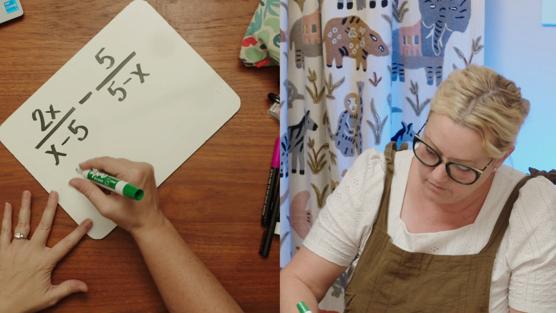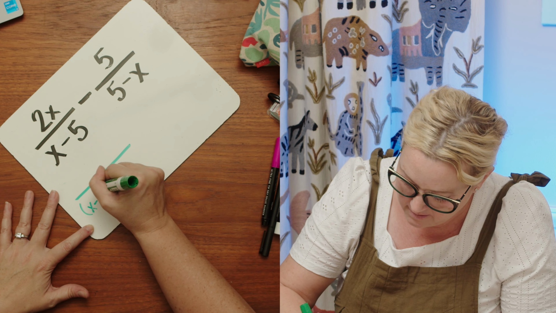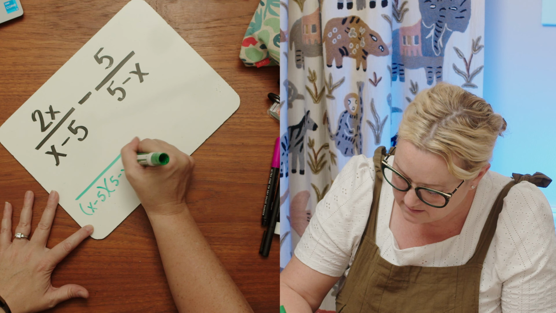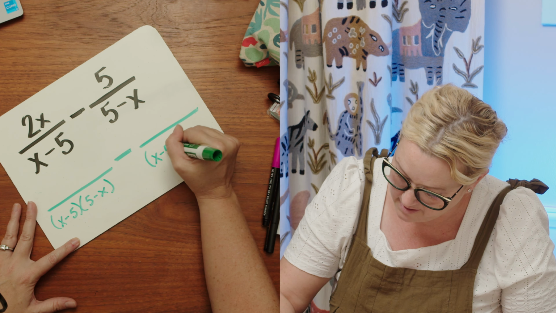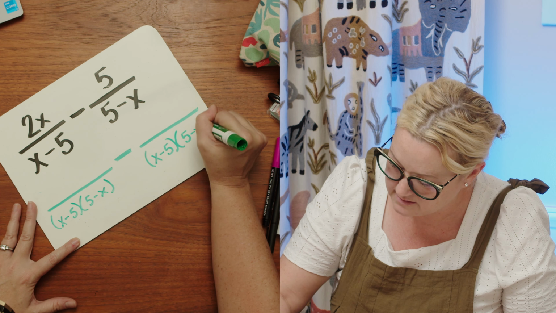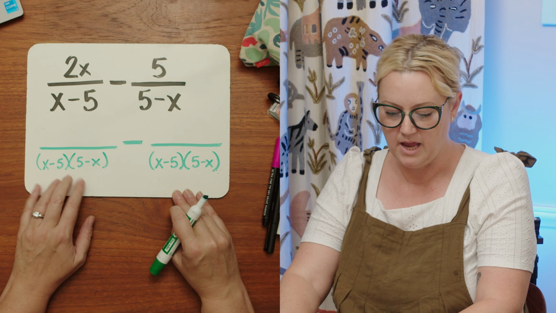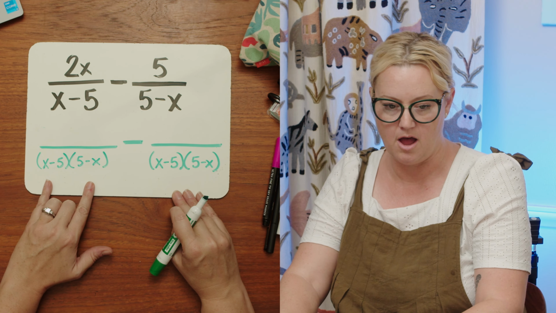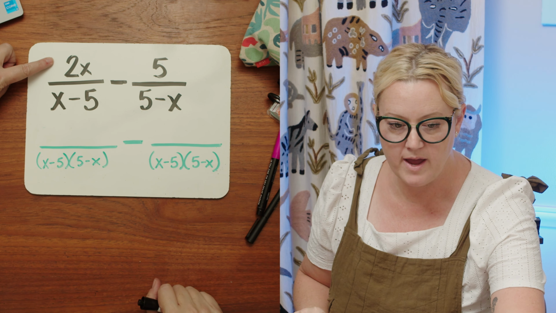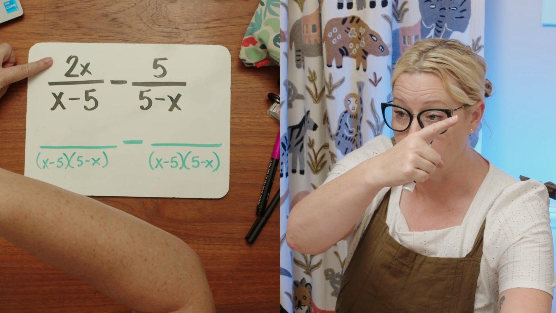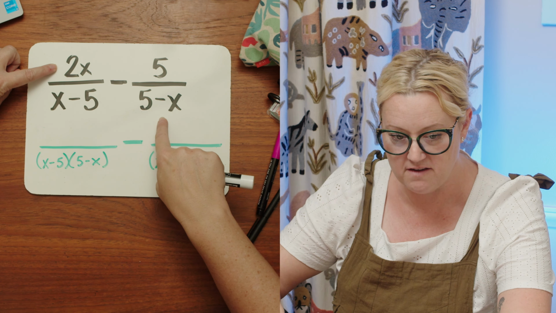So still, this side is going to be x minus 5 times 5 minus x. The operator is going to stay the same. And over here, it's going to be x minus 5 times 5 minus x. So if we think about the shortcut, that's our applesauce, that's just our common denominator. We multiplied the two denominators together. This is the common denominator. So now if I've got 2x here, my cross multiplication is 2x times 5 minus x.